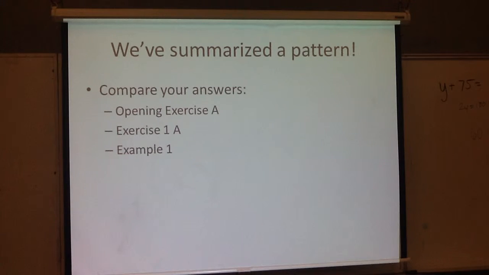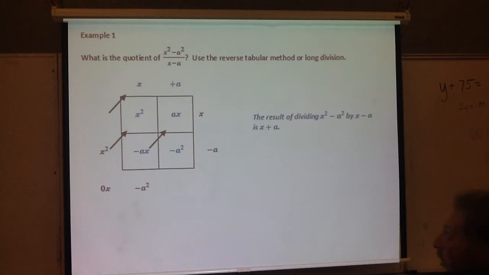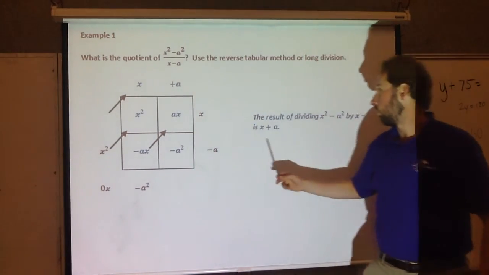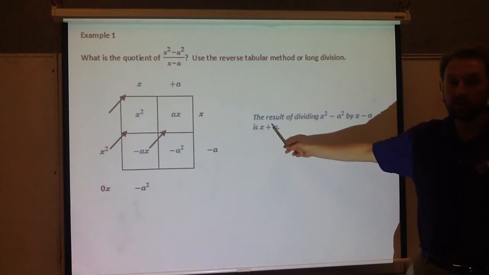And so we have just summarized the pattern. If you go back in your notes and you take a look at these three problems, the opening exercise, exercise 1a, and the example 1 that we just did, you will see this pattern appear in all three of those cases. And so we can say for all problems like this, the quotient will be x plus a.